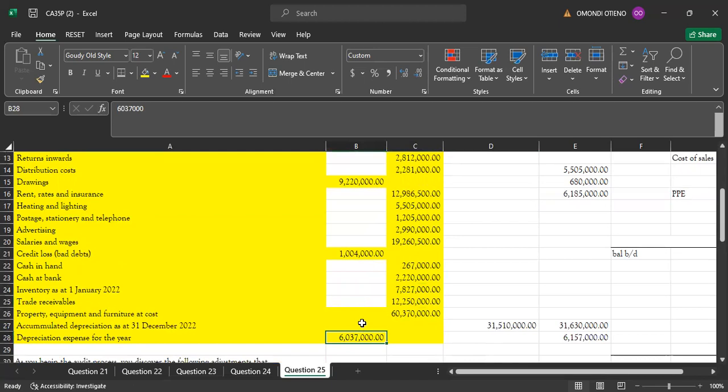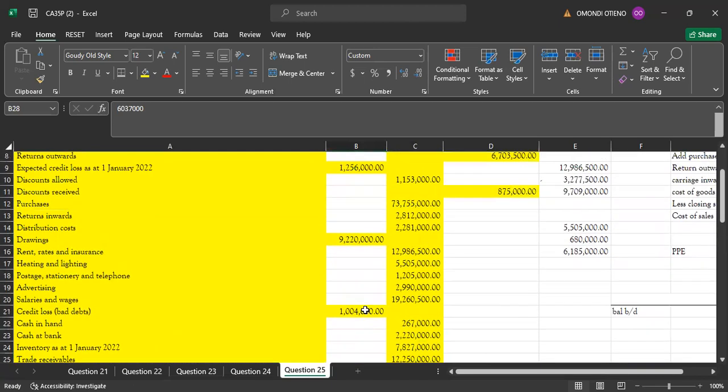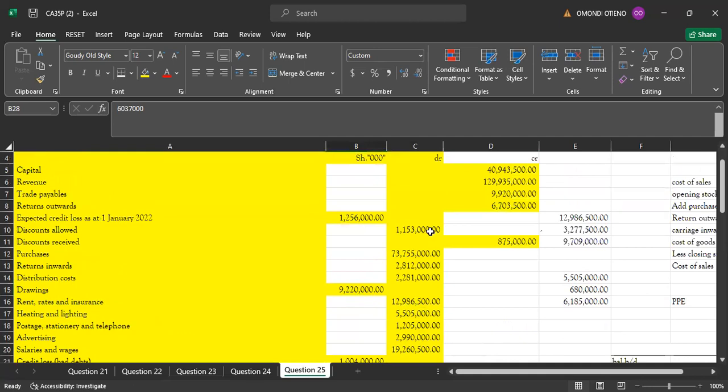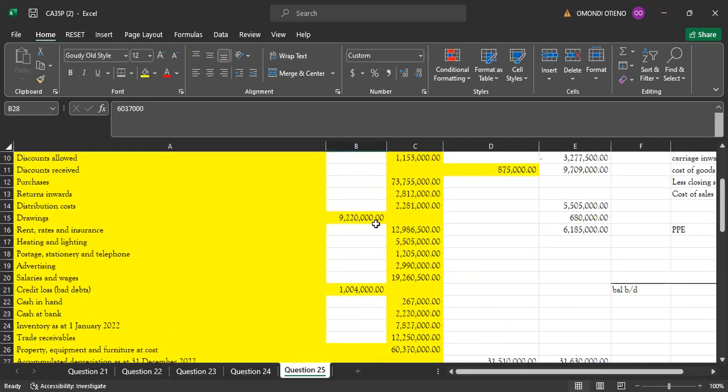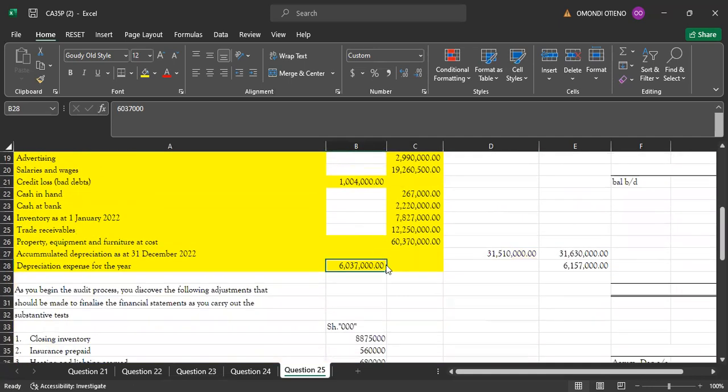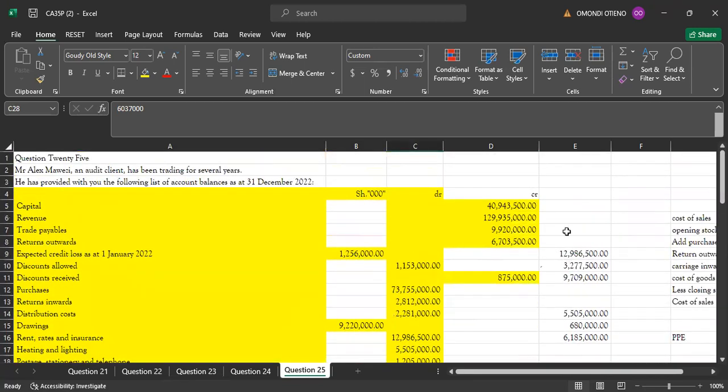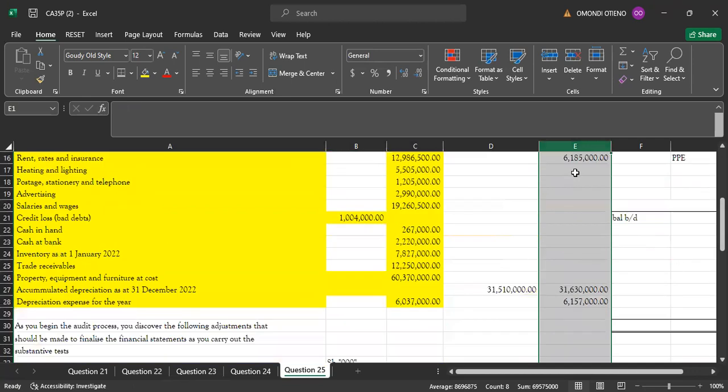That is what we need to know. So let me see what we are having here. Depreciation, that's an expense. Some people will be struggling in the exam room. They want to ensure that everything is balancing. So what you do, go to those items that you are sure of first.